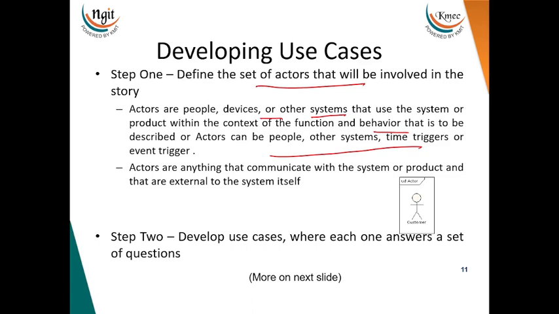Developing a use case, step 1: define the set of actors that will be involved in the story. What are the actors that are going to be involved in the story? Actors are the people, devices, or other systems, which I've just represented in UML. We are going to see this part in unit 4, but at the moment an actor is the people, the devices, or the system that uses a system product within the context of the system and behavior that describes the actor. Actors are nothing but those who communicate with the system. They are the people or products who communicate with the system itself. Step 2: develop the use case.